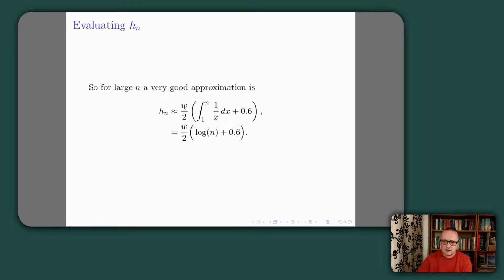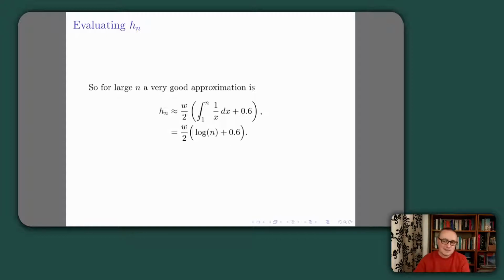So here I've corrected myself now. Here the factor w over 2 comes back in. So the summary of this then is that for very large n, a very good approximation to the overhang is going to be w over 2 times this integral plus 0.6. So the error now in this approximation, the difference between the true value of the Euler-Mascheroni constant and this approximate value, is small. But just to simplify it, we'll just work with the approximation 0.6.